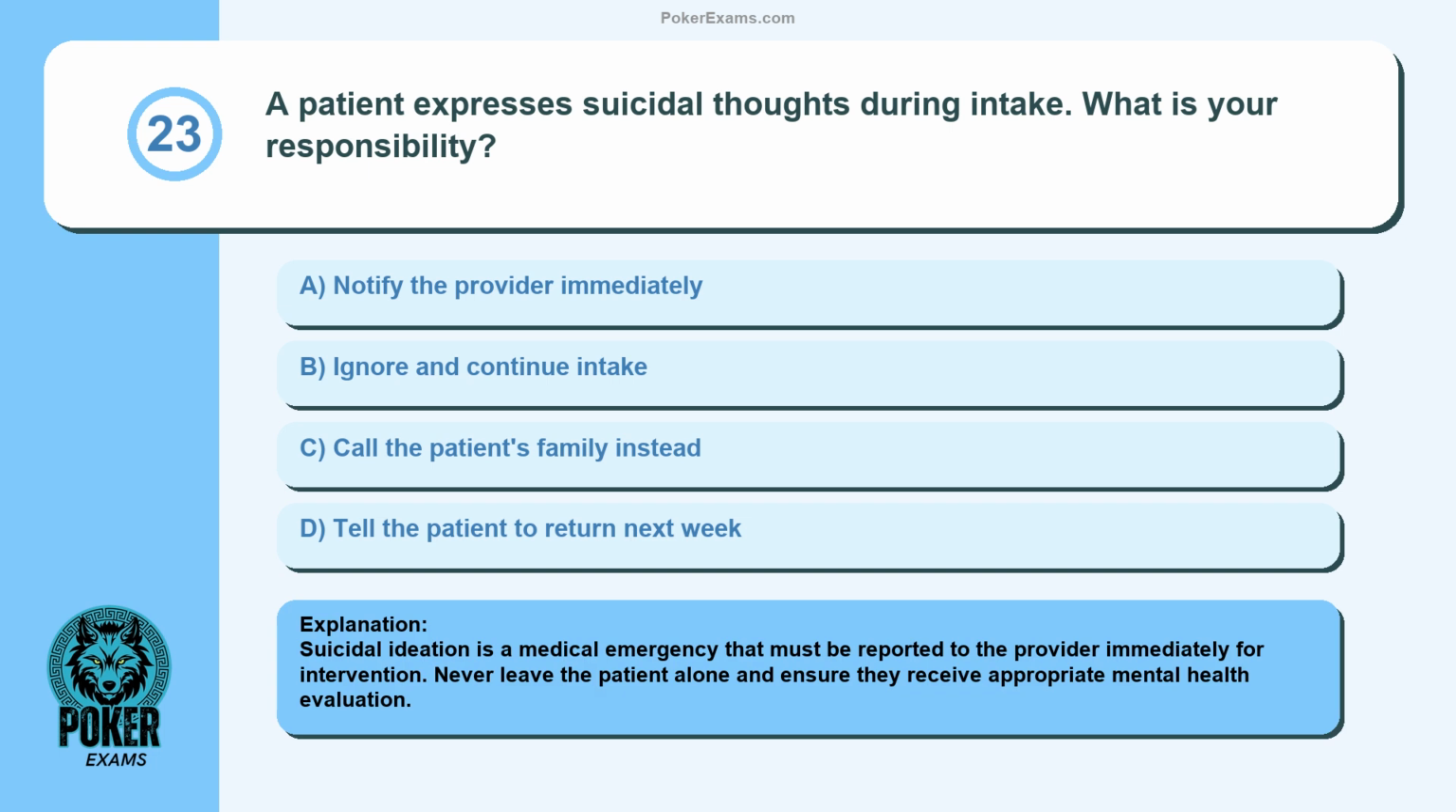Suicidal ideation is a medical emergency that must be reported to the provider immediately for intervention. Never leave the patient alone and ensure they receive appropriate mental health evaluation.